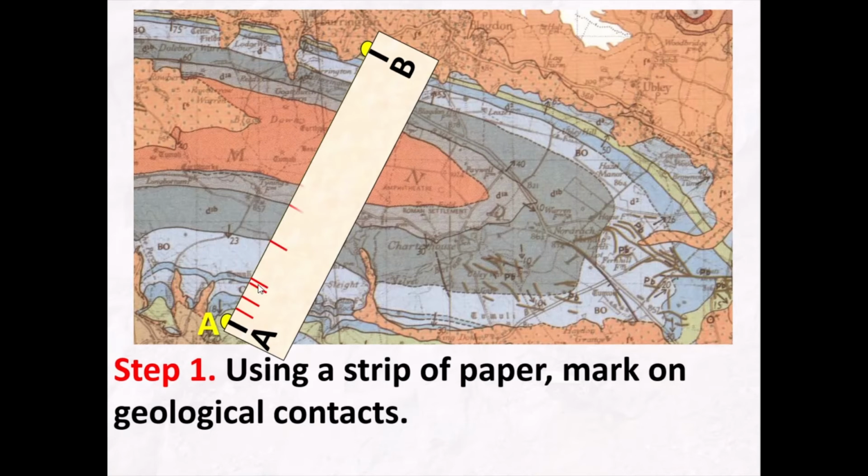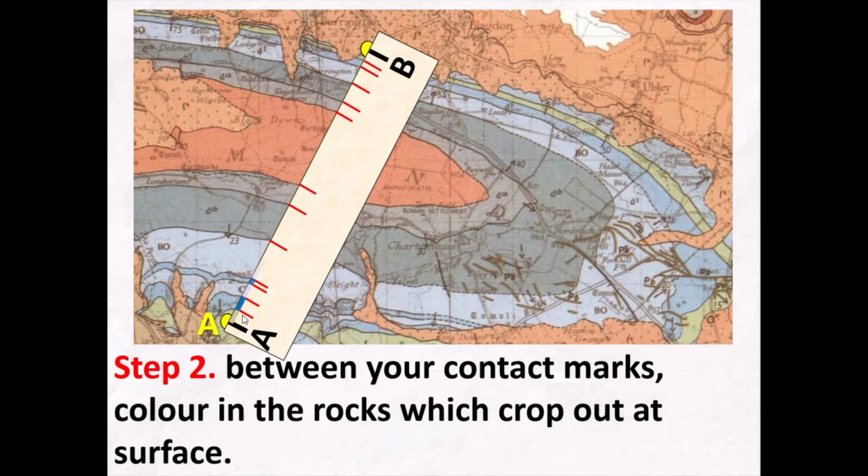So everywhere as I walk along this strip that I find a change in rock type, I mark that on. And then I colour in or label the rock types that I've crossed. So my Devonian sandstones, my Carboniferous limestones, mark all of those on.